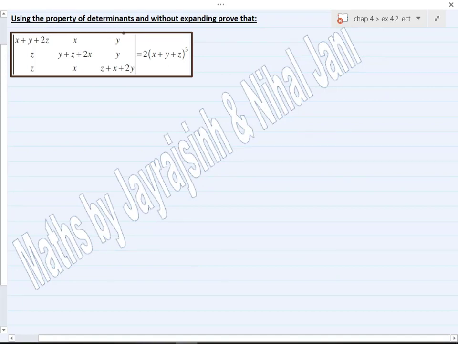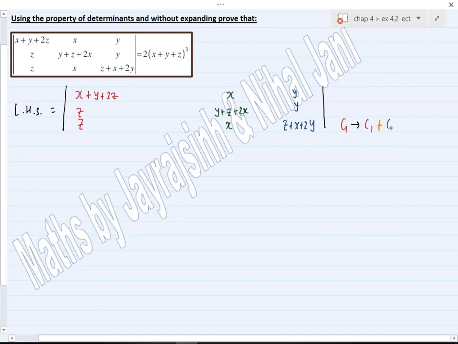Using the property of determinant without expanding, prove that this determinant is equal to 2 times x plus y plus z the whole cube. Let's begin with the left hand side. Let's collect all the elements in the first column. For that, the preferable operation is c1 gives c1 plus c2 plus c3. That means to multiply plus 1 with the second column and add into the first column.